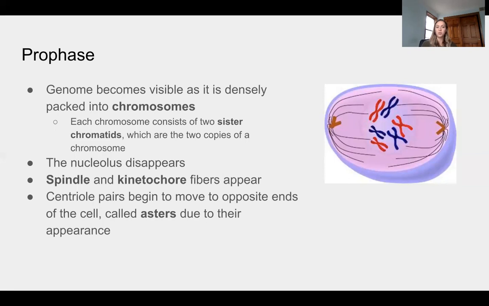Basically each chromosome consists of 2 sister chromatids, which are the 2 copies of a chromosome. In prophase, the nucleolus disappears. This is why we don't have that nuclear envelope. It's degraded in this phase. And then we have our spindle and kinetochore fibers, and the centriole pairs begin to move to opposite ends of the cell, called asters, which means star, I think. That's just due to their appearance because they kind of look like stars. Here in the middle, we have our chromosomes, and we have our centrioles on the opposite ends of the cell.